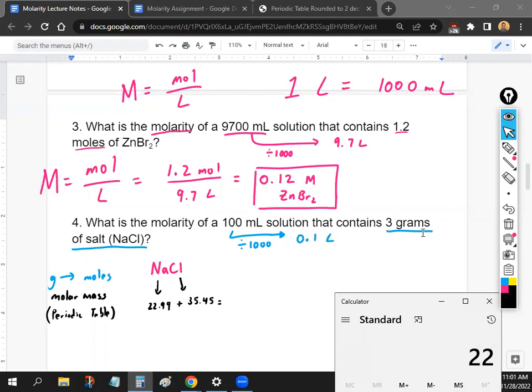Okay, so you're going to punch in 22.99 plus 35.45, and you should get 58.44, okay? So that's going to be the molar mass of NaCl, 58.44, but remember, we have to write it the correct way, right? It's going to be grams divided by 1 mole. So that's the molar mass of NaCl.